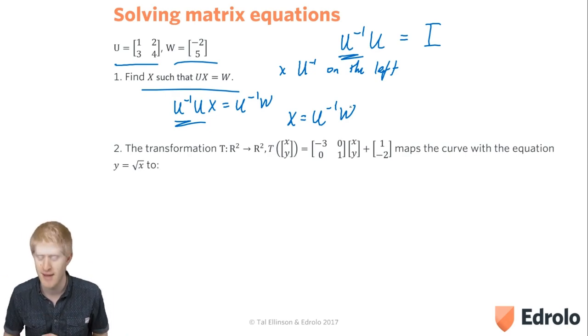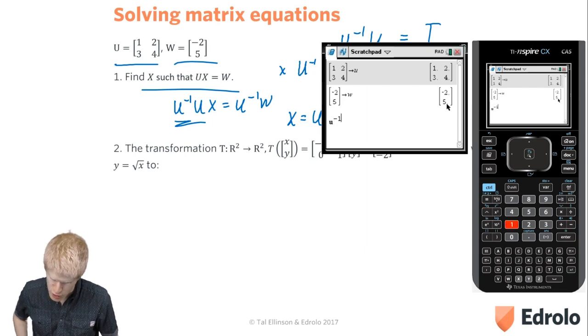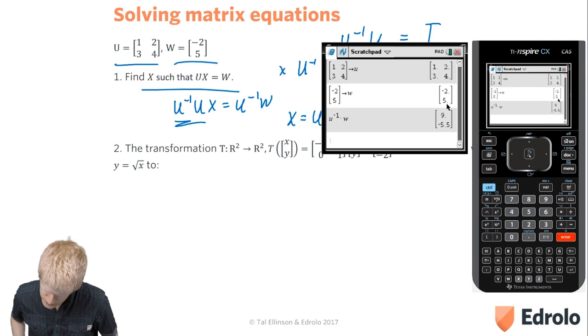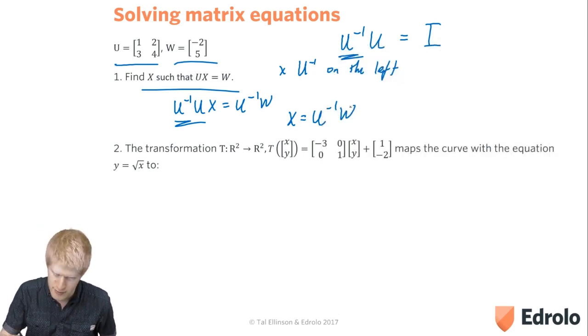And we can then go to the calculator and actually find what that expression is. We can represent the inverse of u by doing u to the negative 1 times w, and we get an answer, 9 and negative 5.5.